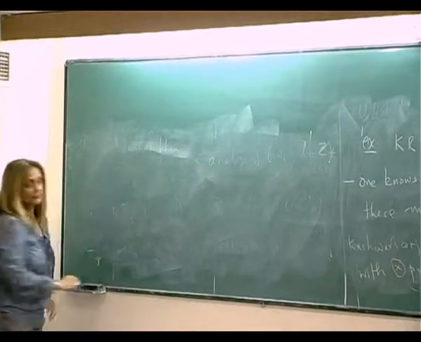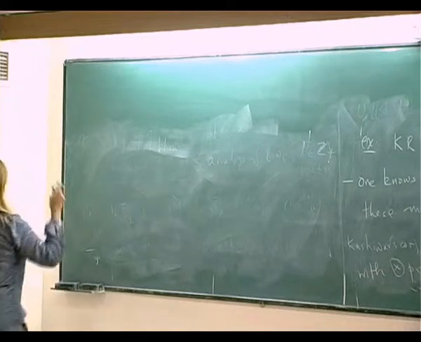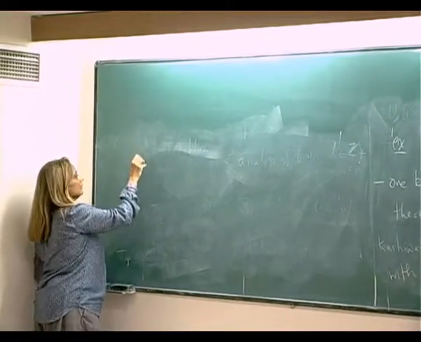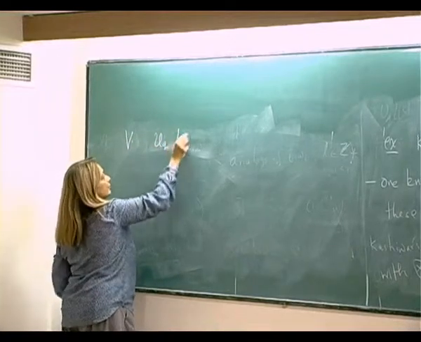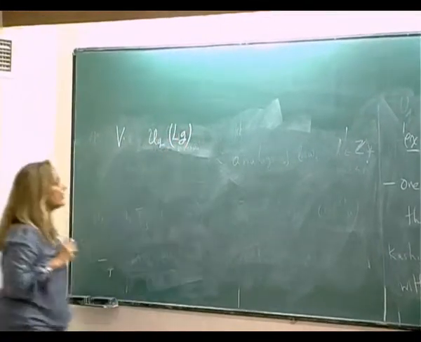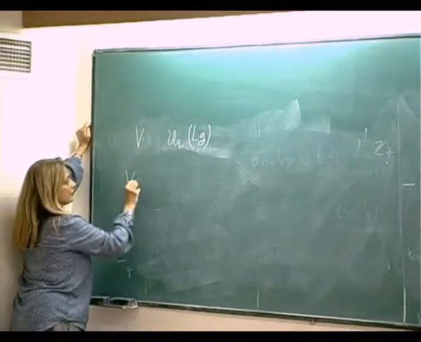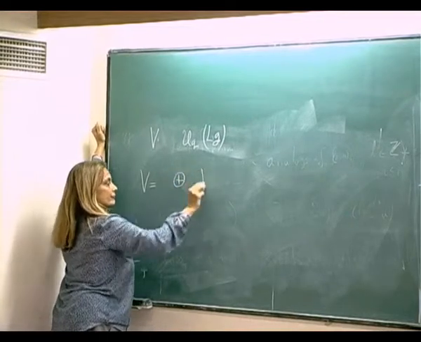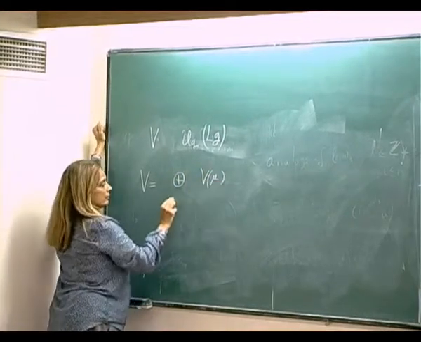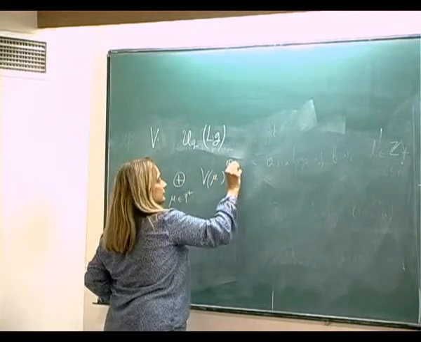So minimal K-types. What does that mean? I have V. I'll stick with my situation, but it should be familiar to people who do this. If I take V, it's a U(g)-module, so I can write V as the direct sum of V_mu with mu in P plus, and maybe with some multiplicity.